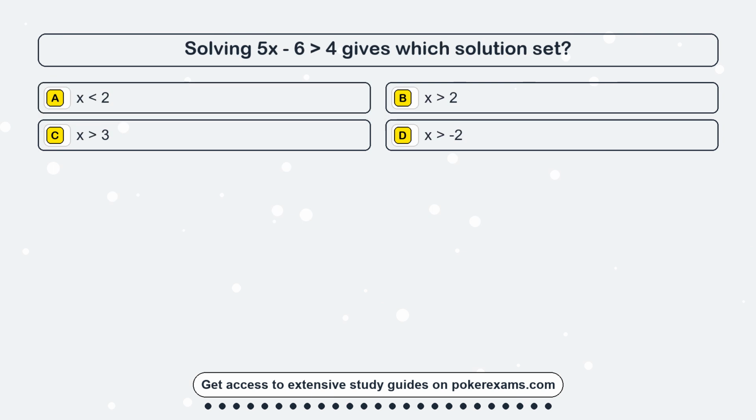Question 10. Solving 5x minus 6 equals 4 gives which solution set? Option A x less than 2. Option B x greater than 2. Option C x greater than 3. Option D x less than minus 2.